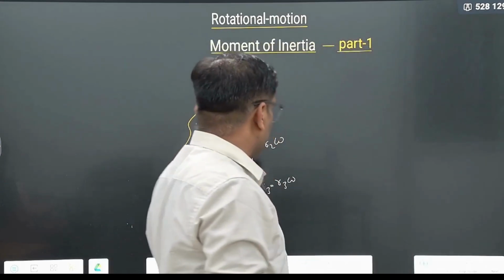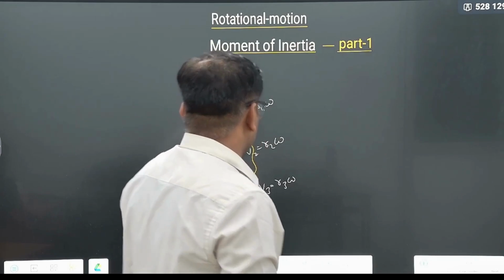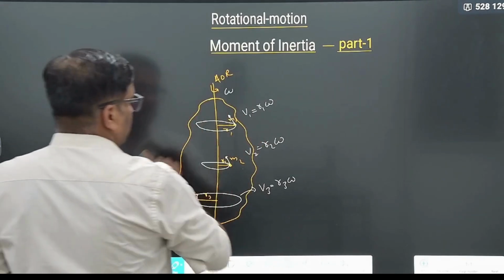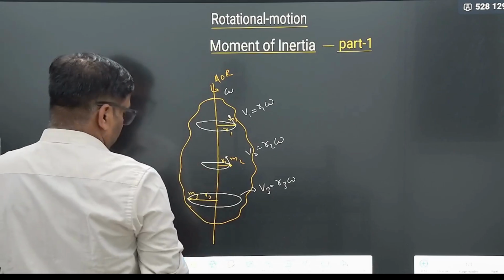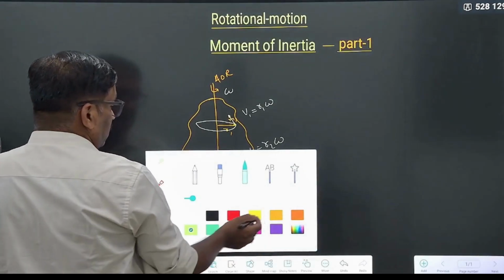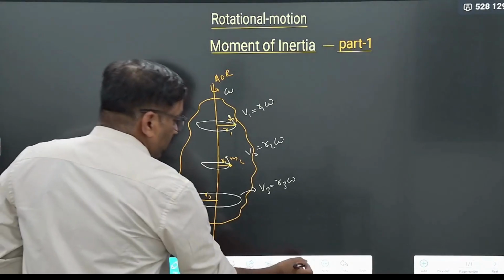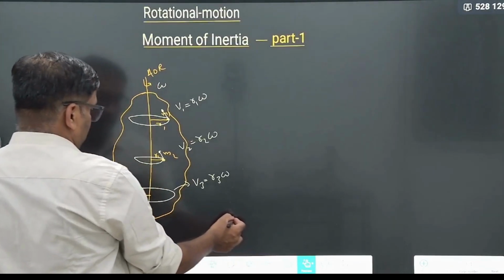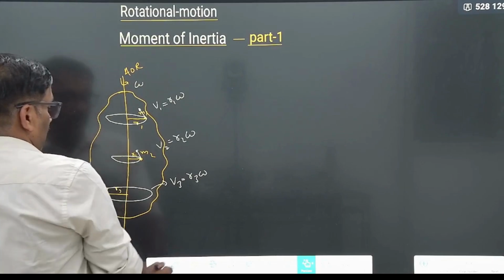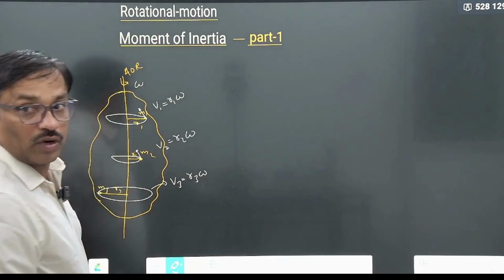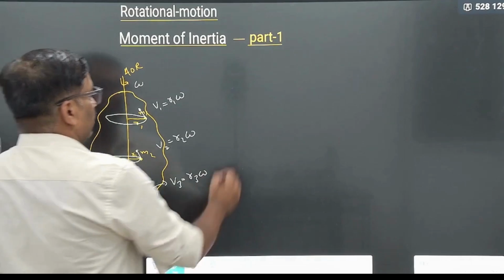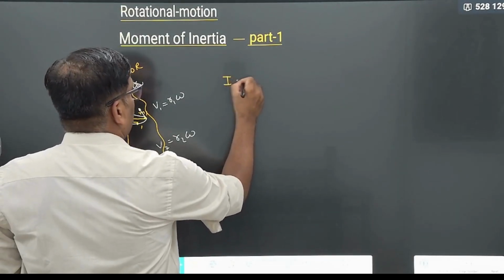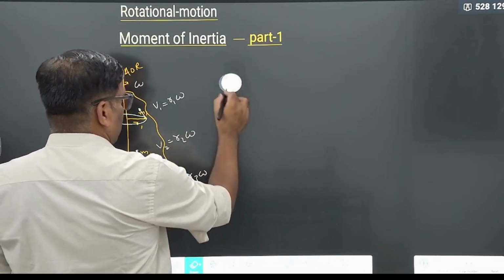The masses will be different and the distances are also different from the axis. Now we want to calculate the total energy associated with this rotation. What is the total energy here?